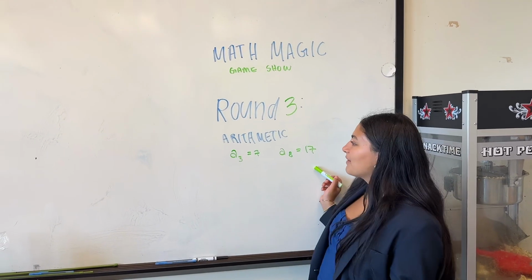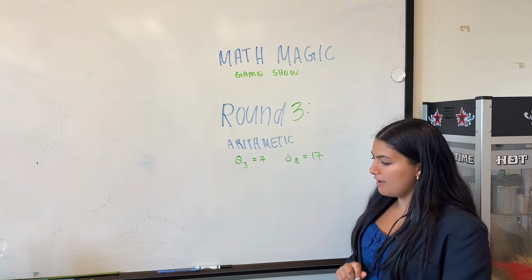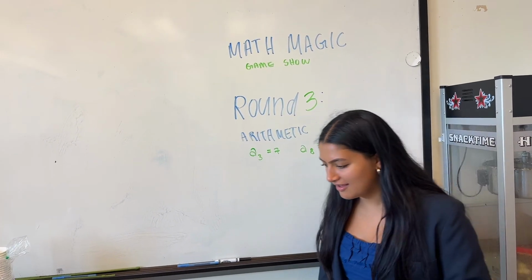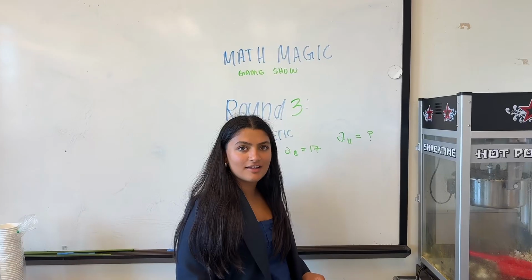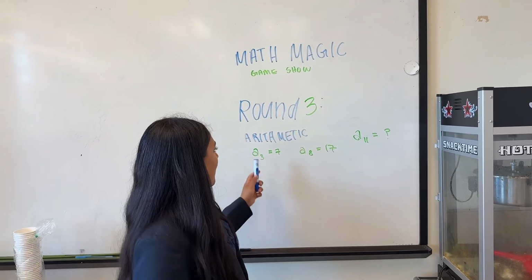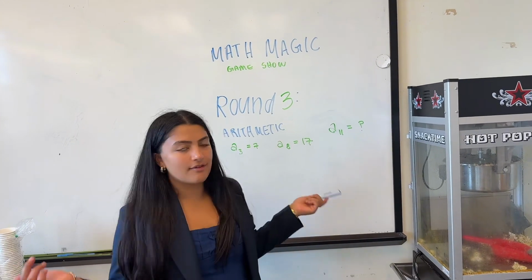Okay, next up we have our first arithmetic sequence problem. So, for our first arithmetic sequence problem, if you have a of 3 equals 7 and a of 8 equals 17, what's a of 11?